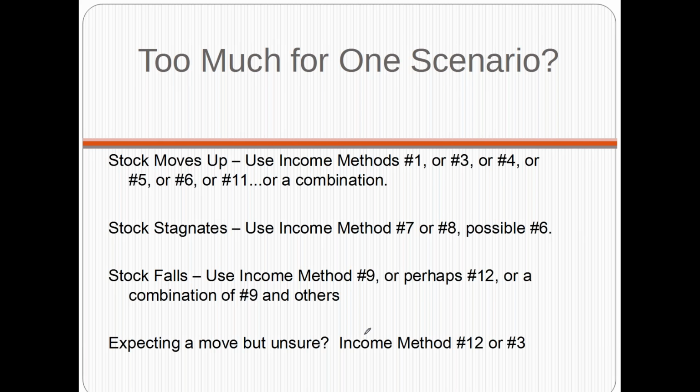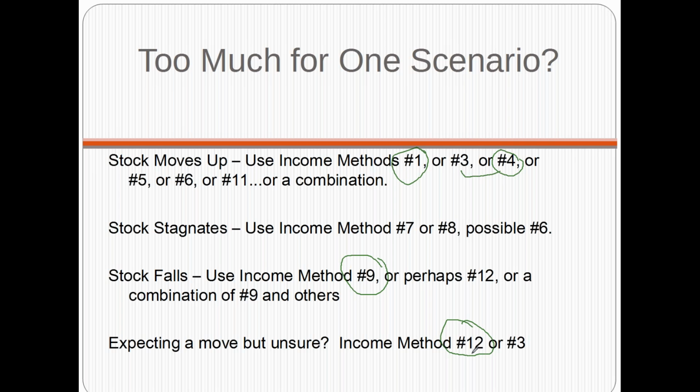I'm going to cheat a little bit today, and I'm going to tell you right now that I'm going to show you examples today of income method number 1, income method number 4 with a 3 twist. We're going to look at stocks that have moved down, and I'm even going to show you a tease of income method number 12 on what really happened on the stock that moved down.